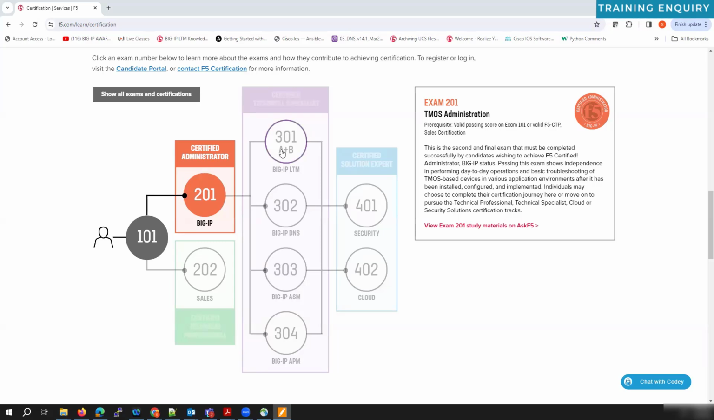Can I have a quick question? Yes. What's the difference between the WAF, APM, and a firewall on F5? That's a nice question, but it's an out-of-the-box question. Okay, let me tell you.